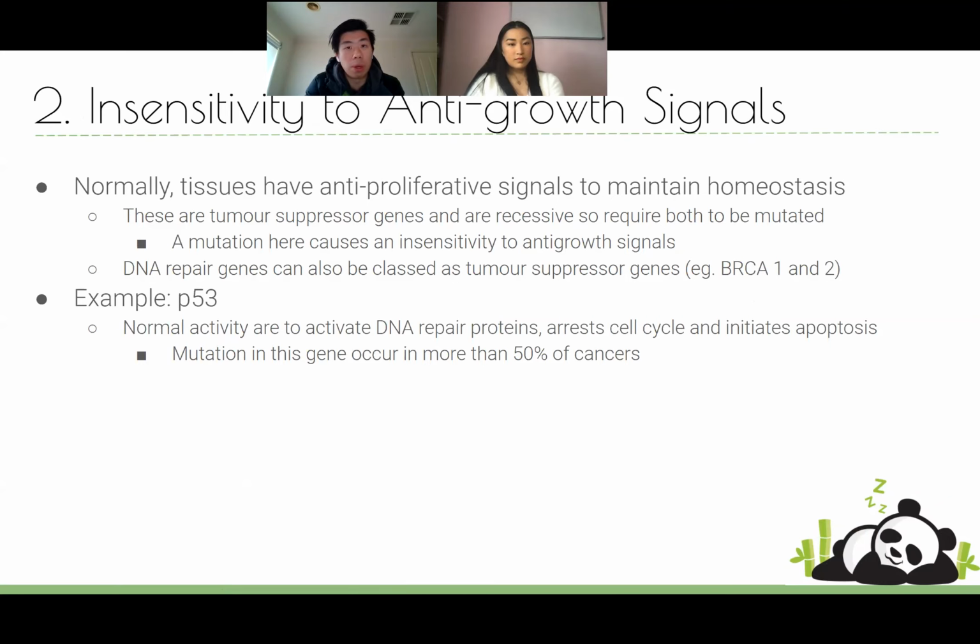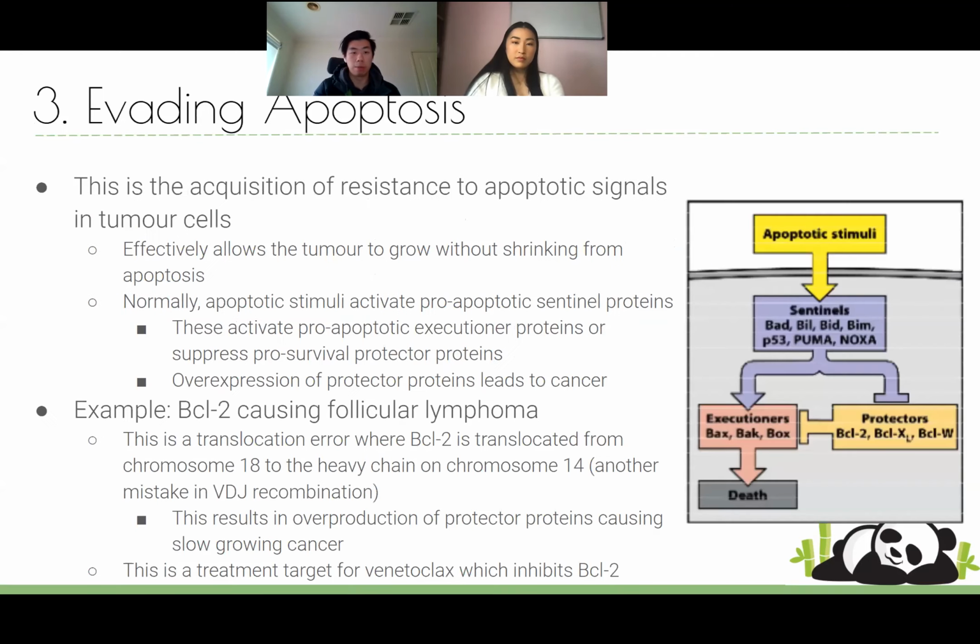Now, the most infamous one of these is your p53, and the normal activity is required to activate DNA repair proteins to kind of stop apoptosis. Without it, or a mutation to it causing it to fail, results in a lot of cancers, and it's one of your most common anti-proliferative or tumor suppressor genes that are mutated in cancers.